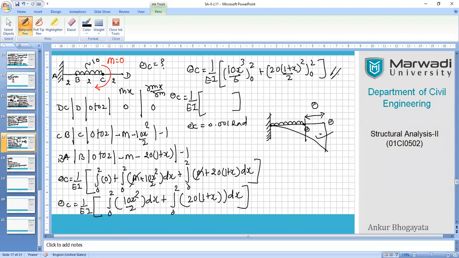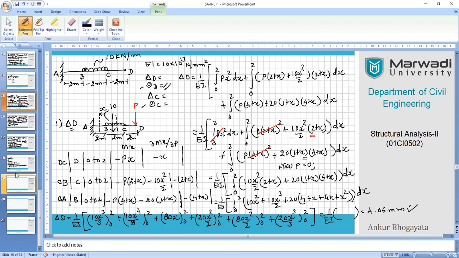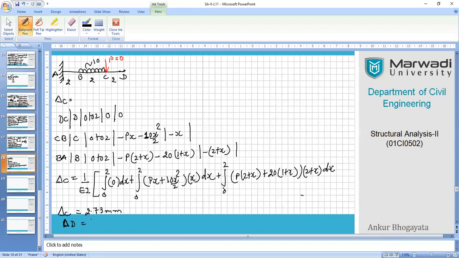Earlier we have calculated, right? Somewhere here. 4.06, right? So 4.06 mm. So you can now visualize that the behavior will be like this. It will be like this, and this is 2.73 mm. This is 4.06 mm. And obviously, if you calculate deflection here, it will be lesser than that.